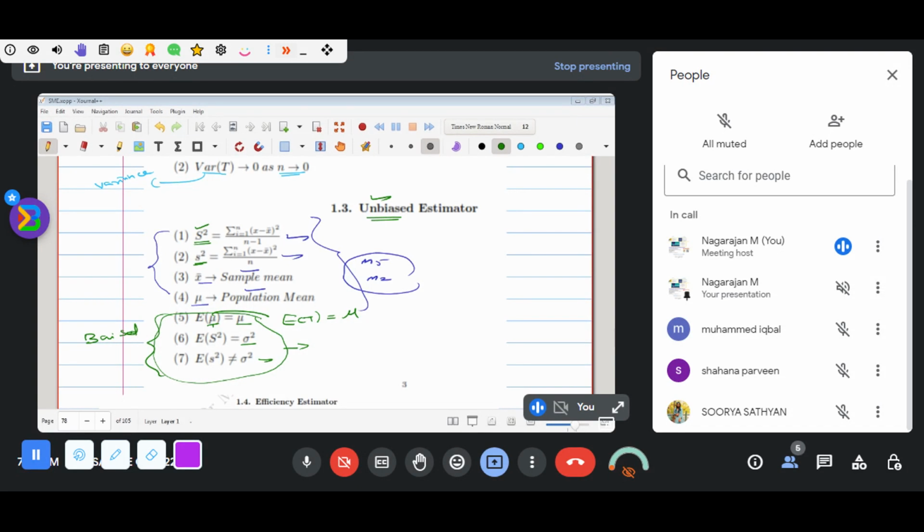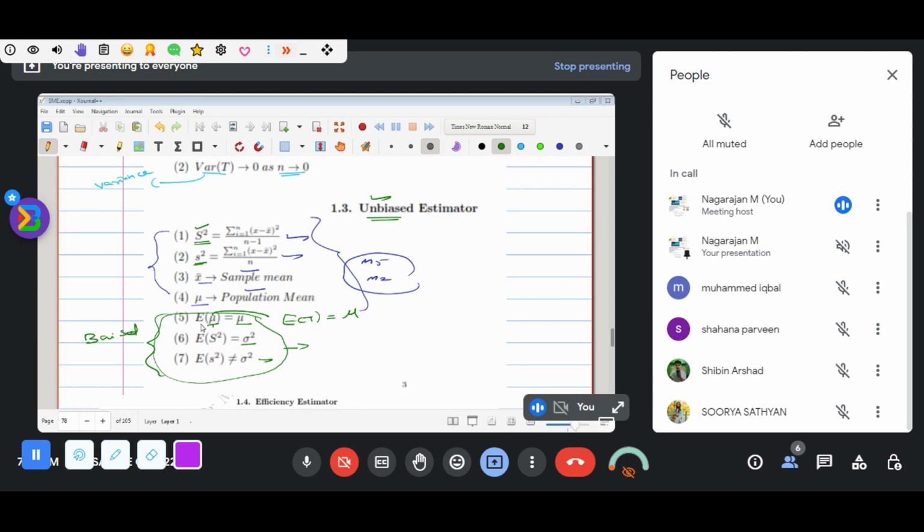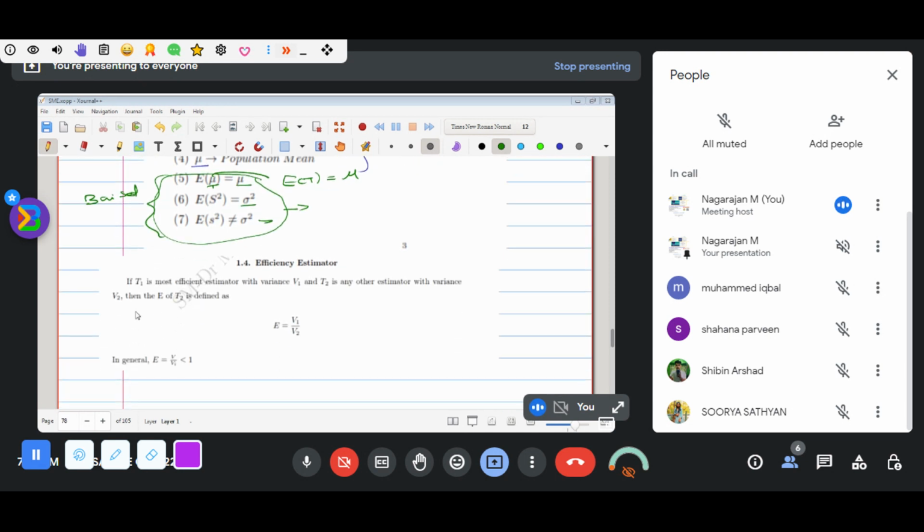So, okay, this is the basic idea. Suppose these three conditions are not satisfied, then that estimator is called a biased estimator. An unbiased estimator means it satisfies these conditions. Suppose this condition is not satisfied, then it is called a biased estimator. The next one is the efficient estimator. Another name for the efficient estimator is good estimator or better estimator. Both are the same.